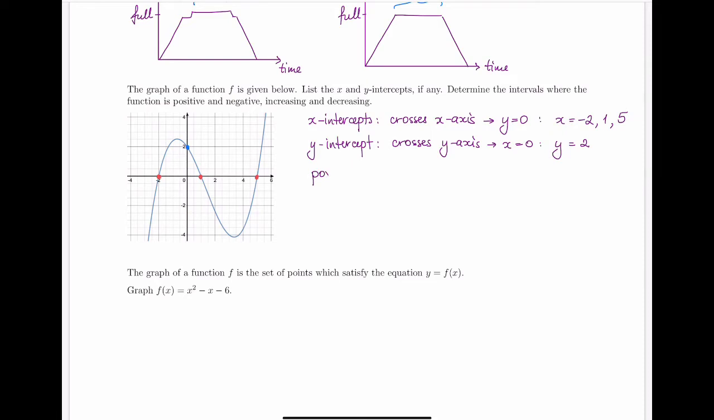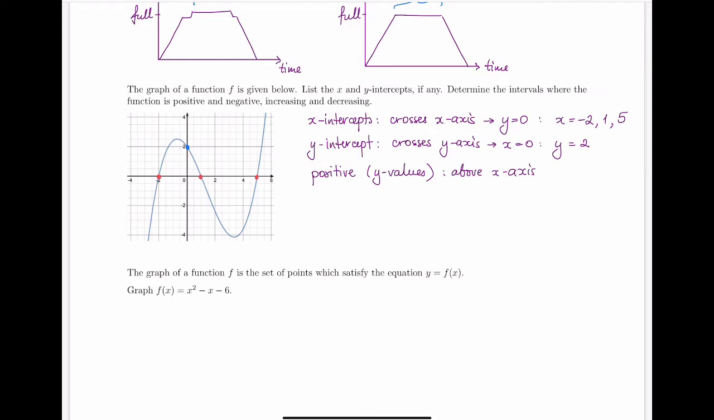Let's talk about positive first. What does it mean for a function to be positive? A function is the y values given some value of x. So positive means the y values are positive. The y values of 0 are our x-intercepts. So positive y values will mean anything above the x-axis.